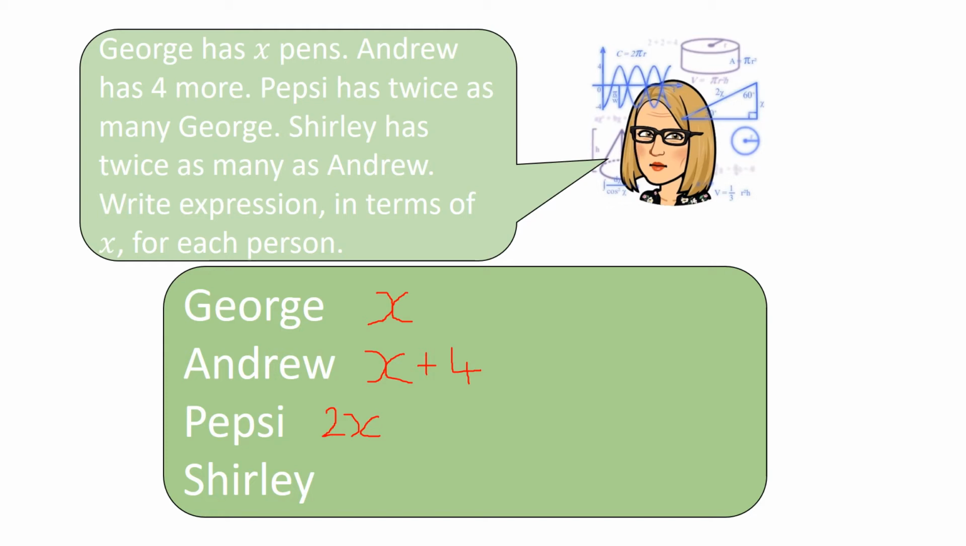Excuse my slightly wobbly X's, but you know what I mean. Now, Shirley has got twice as many as Andrew. So we know that Andrew has got X plus 4.